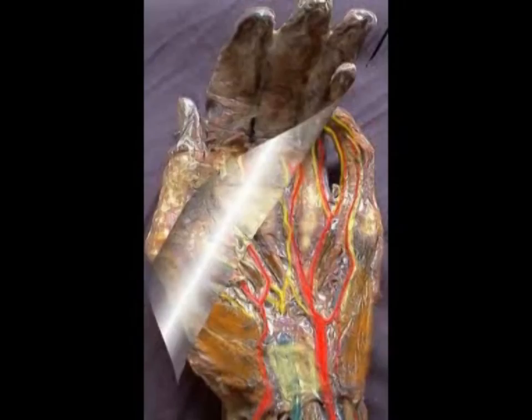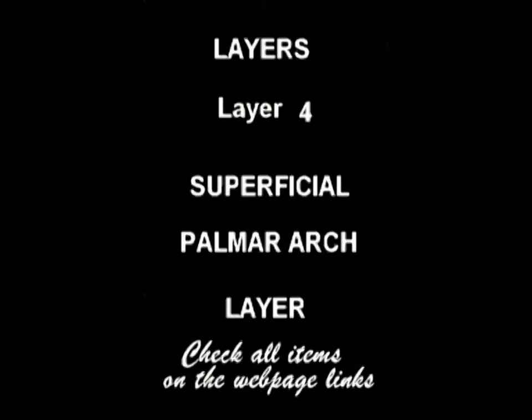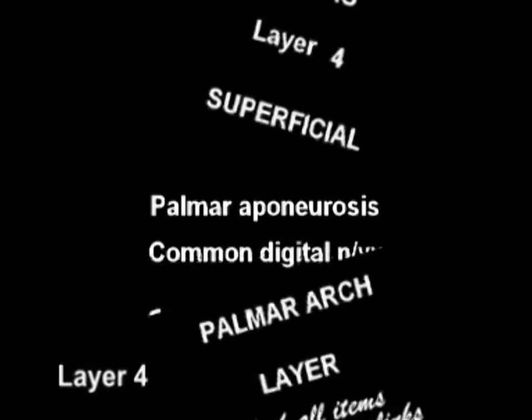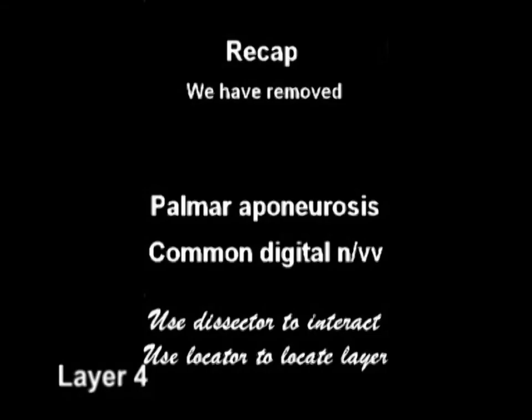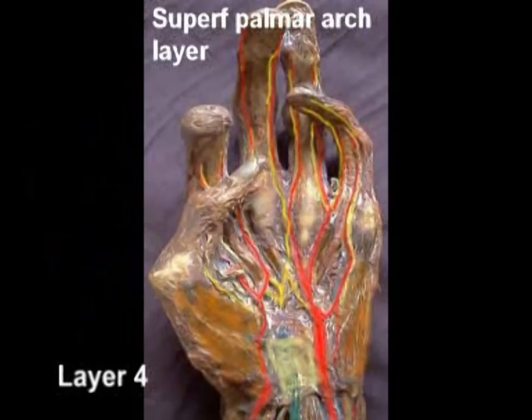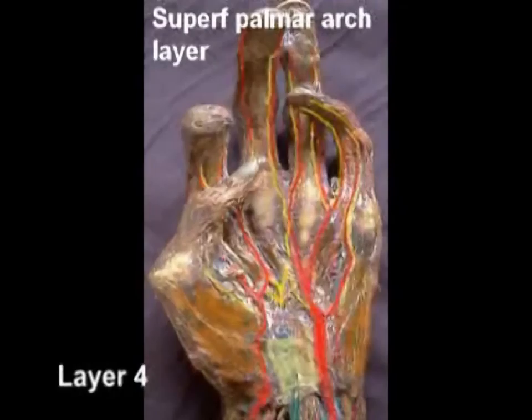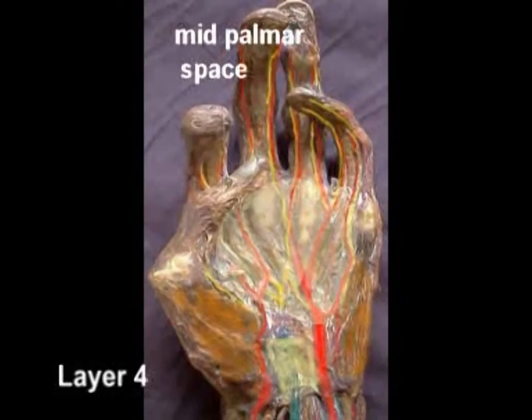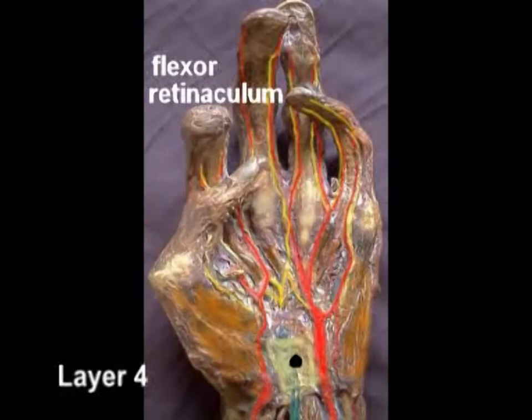We have now arrived at the superficial palmar arch layer, after removal of the palmar aponeurosis and the common digital nerves and vessels. We can now see clearly the mid-palmar space containing the blood vessels of the superficial palmar arch and nerves. Flexor retinaculum is also clearly seen.